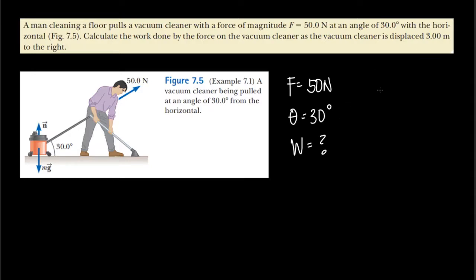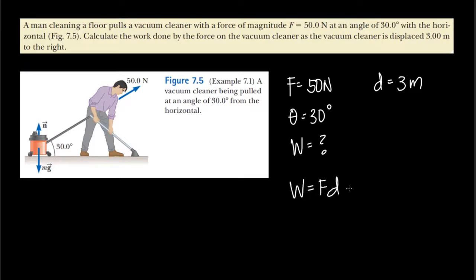While we have here the distance, 3 meters to the right. Okay, so here is our drawing. Now, if you notice, we have here mg, which is simply the weight of your vacuum cleaner. And there is an opposing force to that, the normal force over here. Since it is not yet included in our calculations, that's okay. Let's just solve for work in this case.